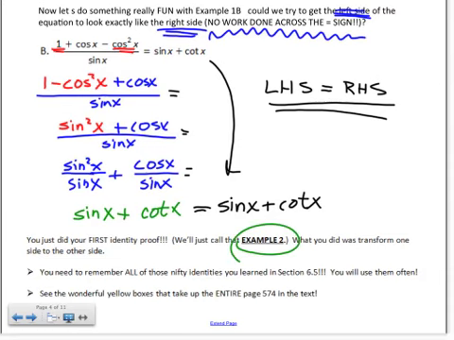Now, you need to remember all the nifty identities you learned in section 6.5, and you could go to section 5, page 574, and look at the wonderful yellow book boxes that take up the entire page. What I would do is write them out on my own, so that whenever I'm ready to write my tip sheet that will be due at the end of the semester, I will already have them in a nice place tucked away, so I just have to copy them to my tip sheet. There you go.